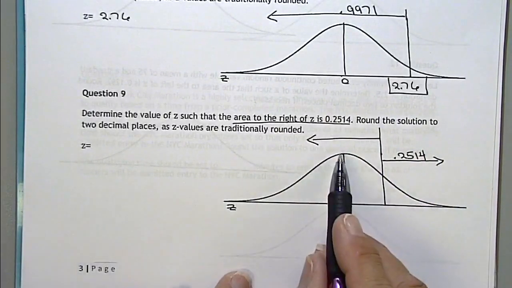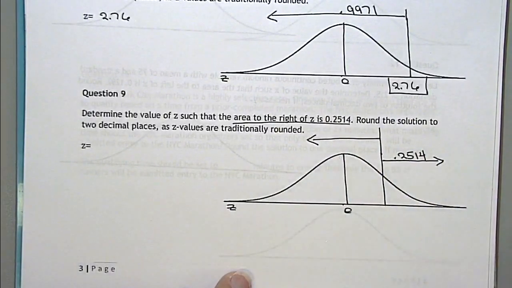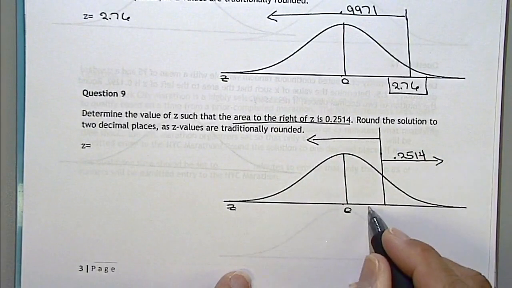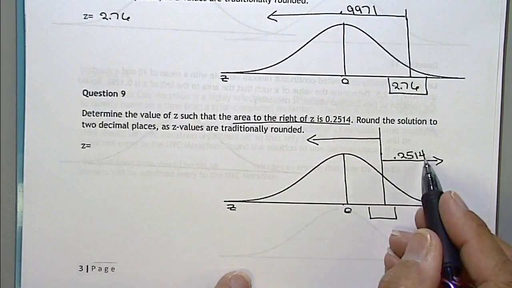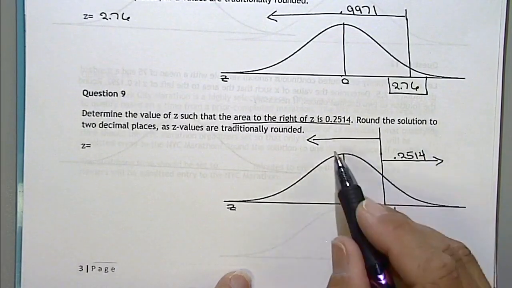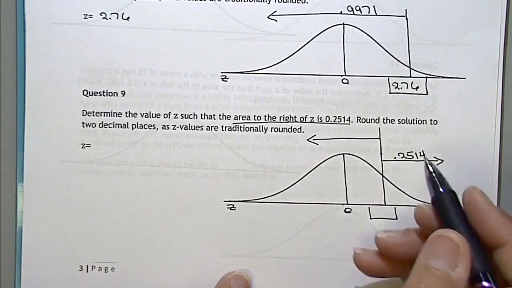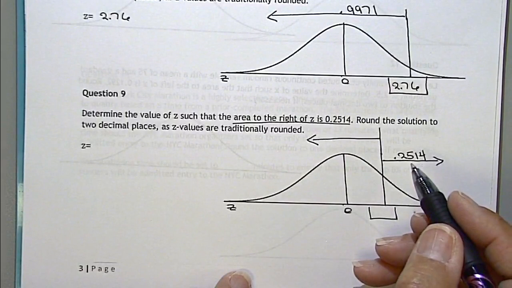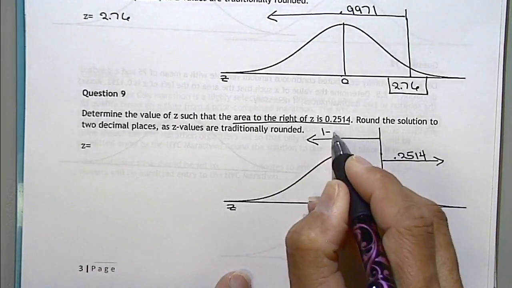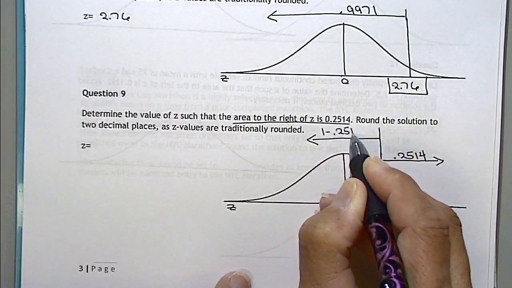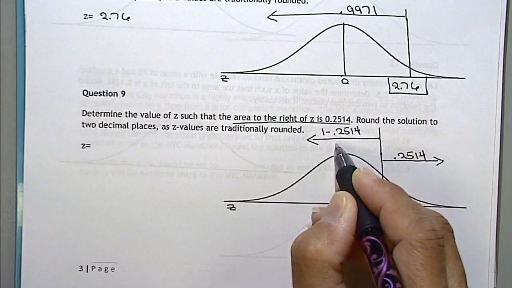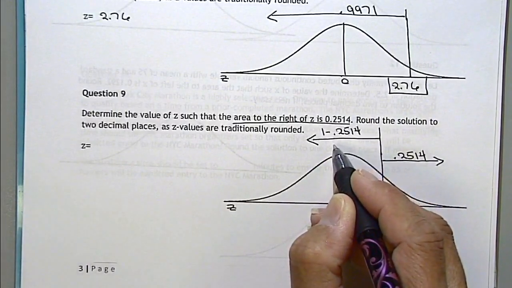So what is the other side going to be equal to? Because z is only going to allow me to look up area to the left, right? It's not going to let me look up area to the right. What's the area to the left? How would I find it? Somebody? Yeah, you would subtract it from 1. You're going to go 1 minus 0.2514. That gives me the area to the right, which is necessarily bigger, isn't it?